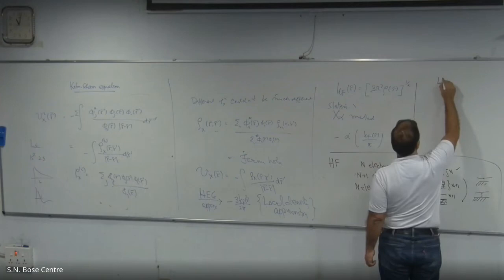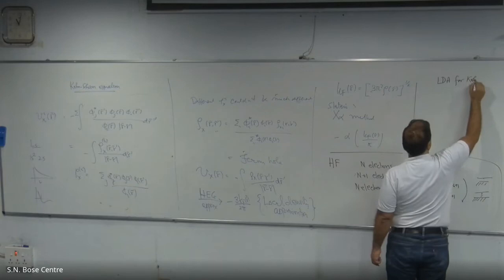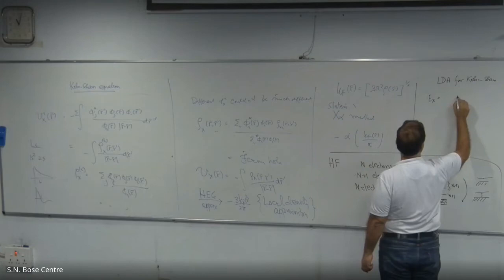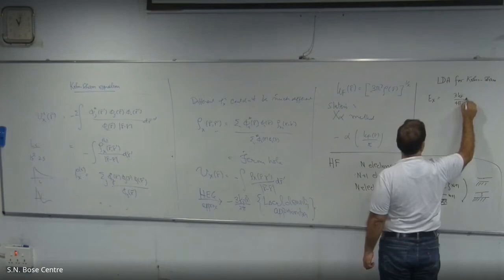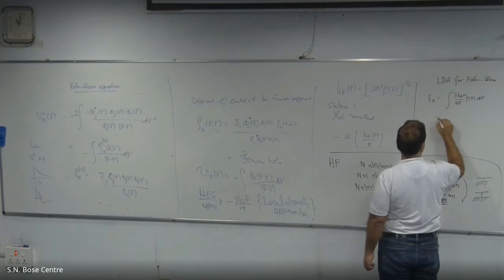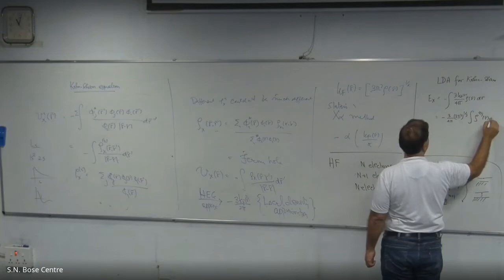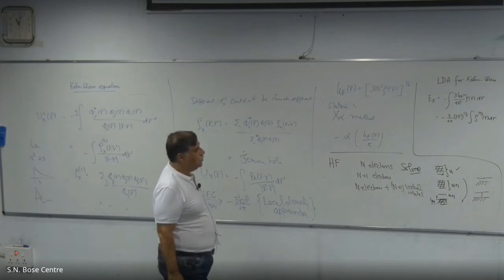LDA, the local density approximation, I already said, for Kohn-Sham. What was the energy in Kohn-Sham? The exchange energy in the local density approximation is equal to the integral of rho times the exchange energy per particle, which is nothing but minus 3 over 4 pi, times 3 pi squared raised to 1 third, integral of rho raised to 4 thirds of r. And you take this functional derivative.